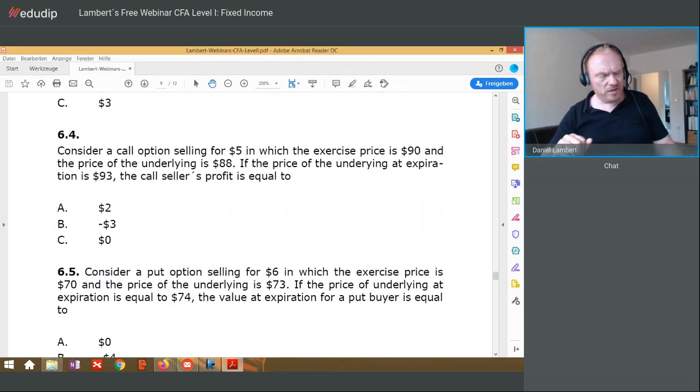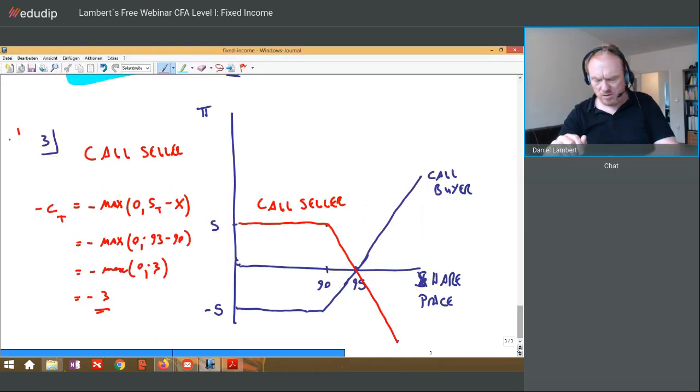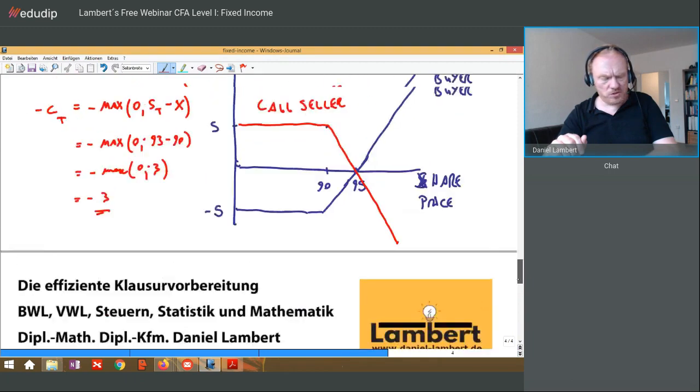Question number 4. If the price of the underlying at expiration is 93, what is the call seller's profit? Yes, here we look at the profit, not at the value at expiration any longer, meaning that -3 plus 5, because he actually got $5, means that the answer A is correct because there's a profit of 2, isn't it? There is a profit of 2 for the call seller.